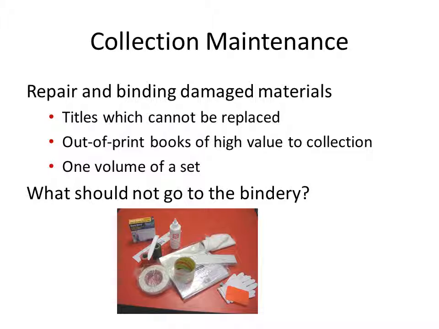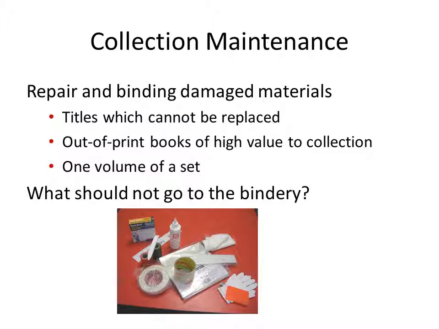When a book is returned damaged or in poor condition, it should be evaluated to decide if it should be repaired, replaced, or withdrawn. Books to consider for repair or rebinding might include titles that cannot be replaced or are too costly to replace, out-of-print books that are still of value to the collection, or one volume of a set which is still in good condition and important to the collection.